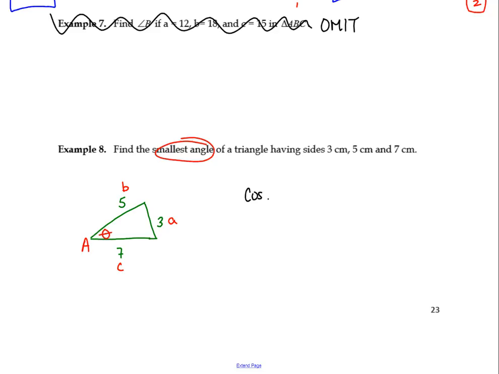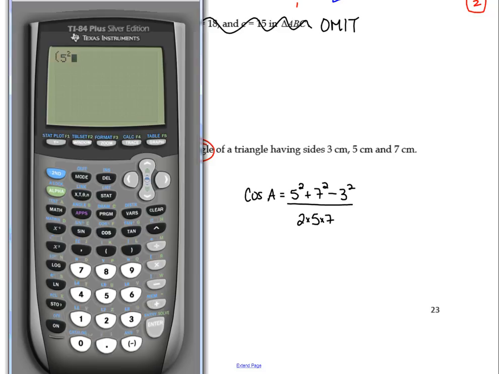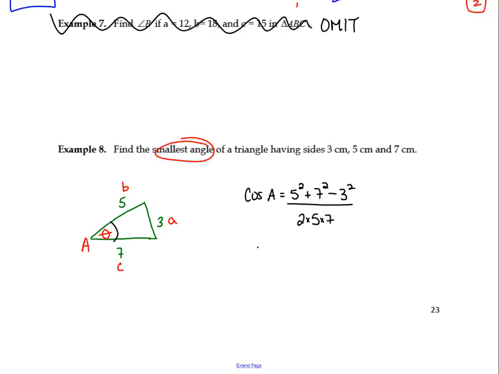Cos of theta, or A, equals what two sides are we squaring and adding together? B and C, 5 and 7. So 5 squared plus 7 squared, and we want to subtract a 3 squared, always subtracting the one opposite of what we're looking for. 2 times, which two sides will you multiply together? 5 and 7. 2 times 5 times 7. So don't forget, if you're typing this in your calculator, brackets. Brackets are on your numerator, brackets are on your denominator. You should have 0.928 dot dot dot.